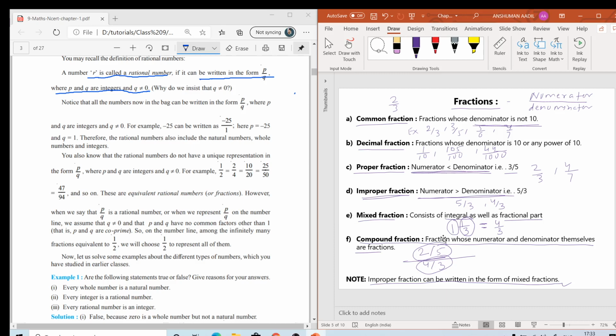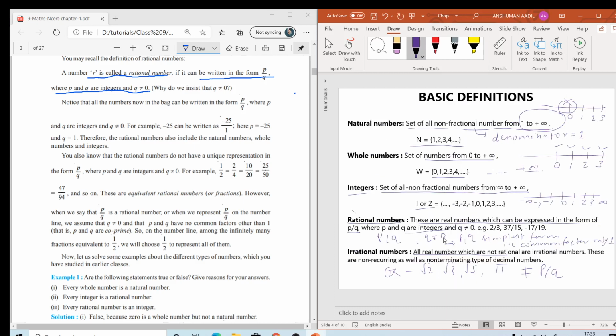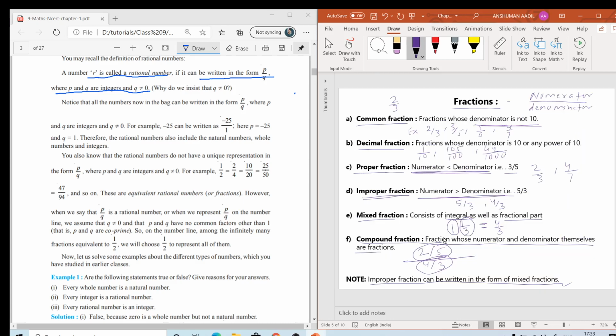So what we have read till now is what natural numbers, whole numbers, integers, rational numbers and irrational numbers are, and if there are fractions, how many types of fractions are possible. We have read about all these things. Let's come to the NCERT book. Here we have written one fraction, 1 by 2.